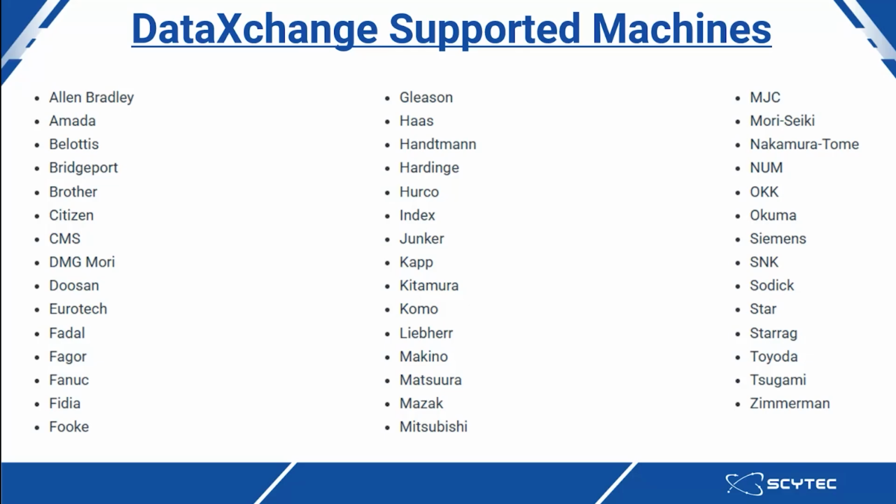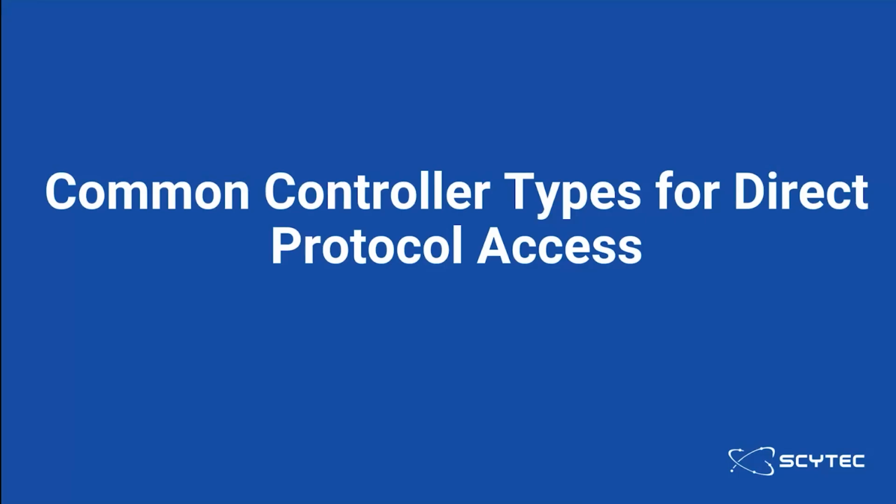But you can see a long list of the supported machines that DataXchange can pull information off of, including Allen Bradley PLCs, Citizen machines, more expensive machines like DMG Mori and Doosans, as well as things like Fadals, Fagor, FANUC controls, Haas machines, Hurco, Kitamuras, Makinos, Matsuuras, Mitsubishis, Okuma, Siemens, Sodick, and more.